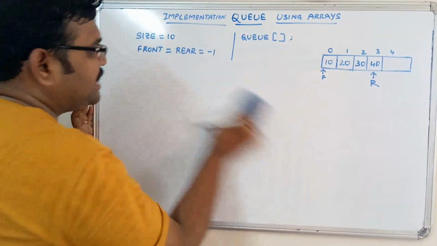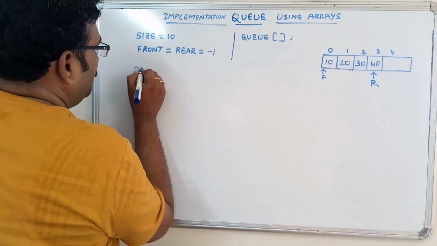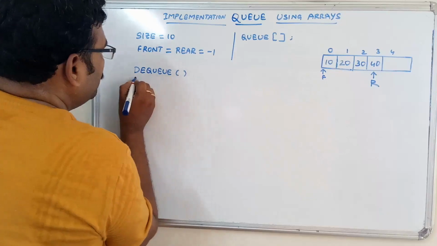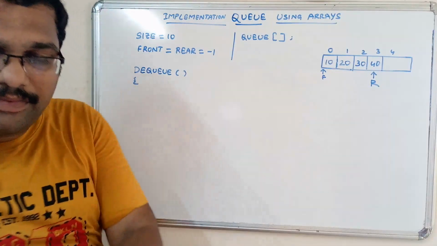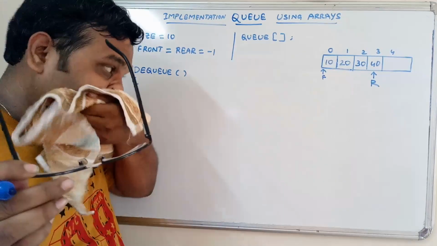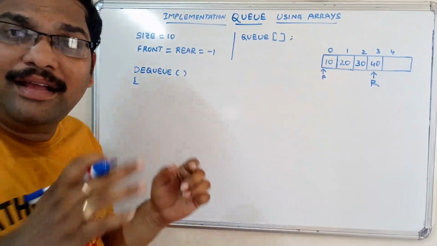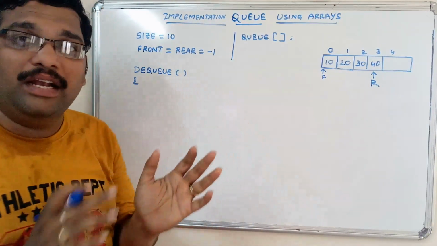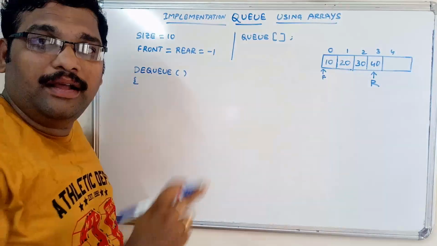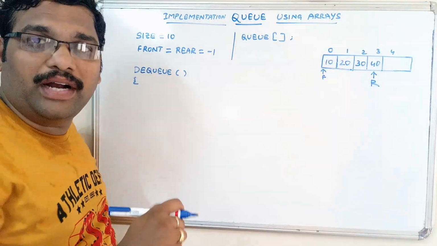So hope you understood this insertion operation. It's a very simple thing. DEQUEUE. So this is also a function. Let us write the function itself. So DEQUEUE means deleting an element from the queue. So from where we have to delete? All the elements will be deleted from the front end. Right? Front end. So before deletion, we need to check the condition, that is underflow condition.